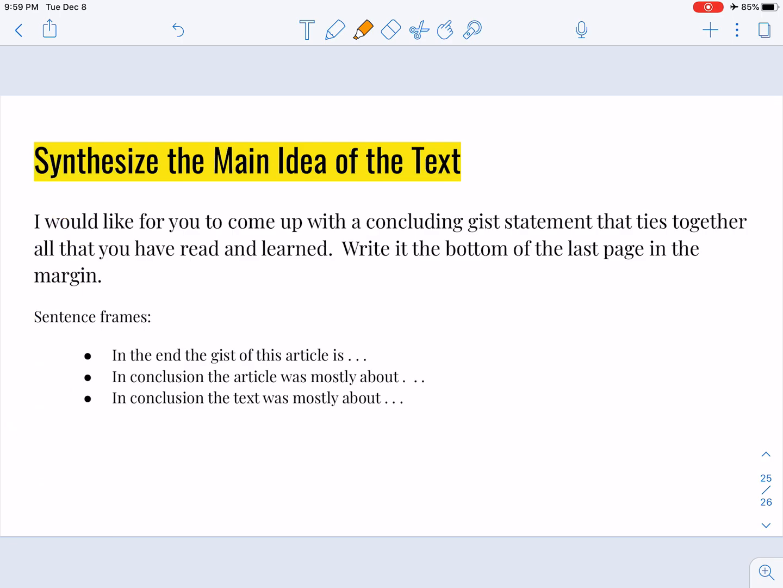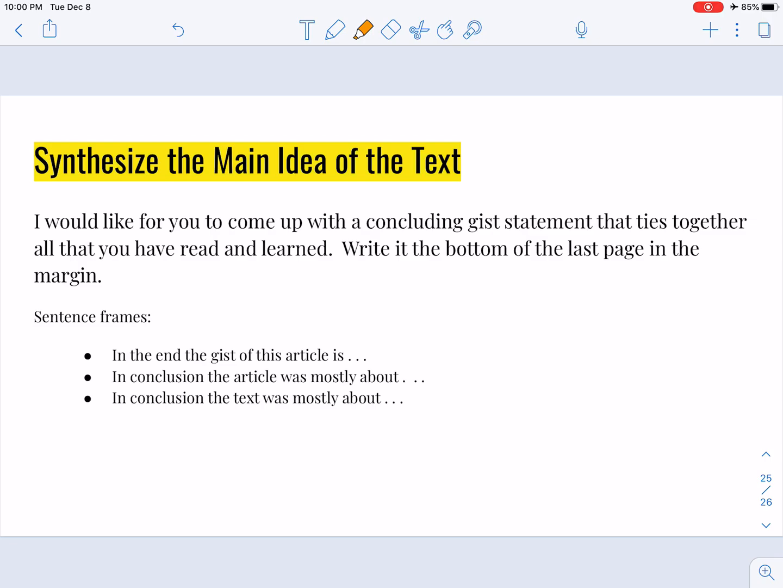Now that we've read through the whole passage one more time, I want you to come up with a new concluding gist statement that ties together all that we have read and learned. We're going to write it on the bottom of the last page in the margin. So, our sentence frames we have in the end of the gist of this article is, in conclusion, the article was mostly about. In conclusion, the text was mostly about.